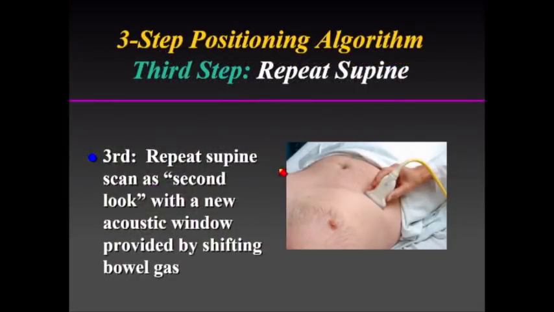Now, after that, if we still don't see it, then we flip the patient back and do a second look supine. And while there's not an enormous yield, there is an appreciable yield. About 8 to 10% of the appendices will only be seen in this. Remember, we've shifted the bowel gas and given ourselves a new acoustic window.